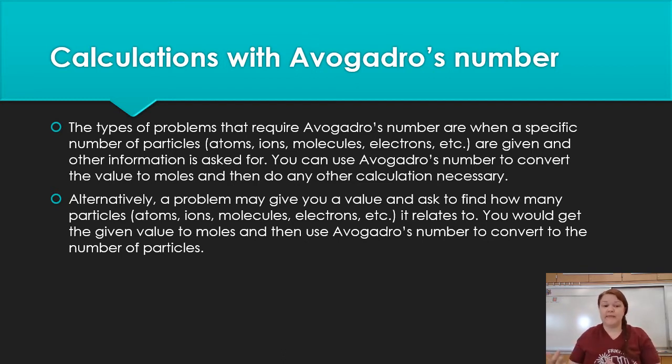So you would get the given value, whatever you're given, we want to get it to moles first. So that's our first goal, is get it to moles. And then we can relate those moles to Avogadro and use Avogadro's number to get it to the number of particles. So Avogadro's number goes from number of particles, the individuals, to moles, that group, or we go from the group of moles down to how many particles we have, okay? So we're going from that teeny tiny microscopic level to these groupings.